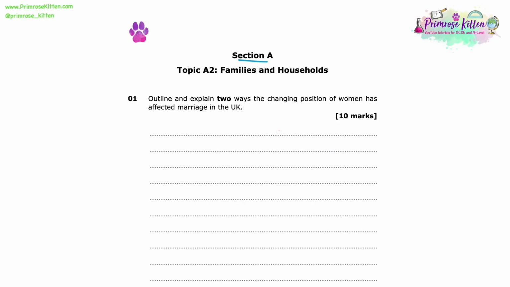Section A. Topic A2, families and households. Outline and explain 2 ways the changing position of women has affected marriage in the UK. 10 marks. To remind you straight away, 15 minutes is how long we are going to allocate for this question because it's a 10 marker.